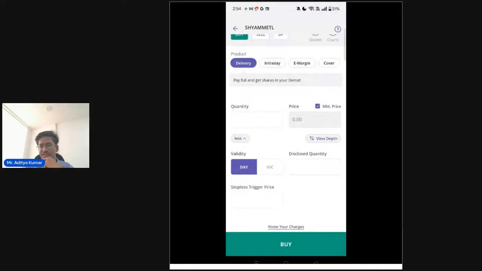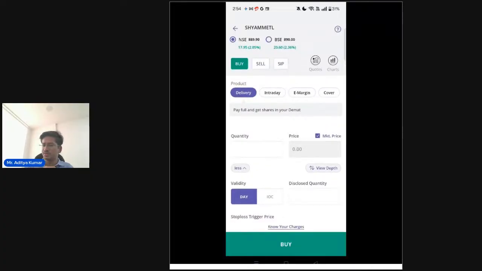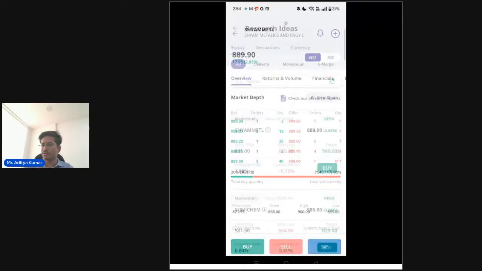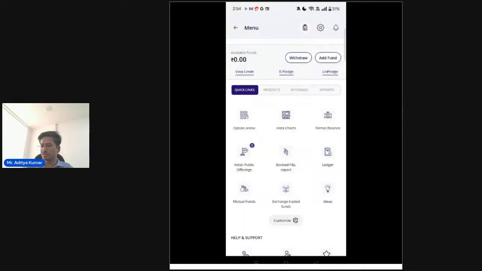Stop loss trigger price is basically a set price below your buy price to minimize your losses. For example, if you buy a stock at 100 and set a stop loss at 70, then the shares will be auto sold if the price drops below the 70 level. So this is what you will be seeing on the buy page. I will just move back to our profile section from where we came.